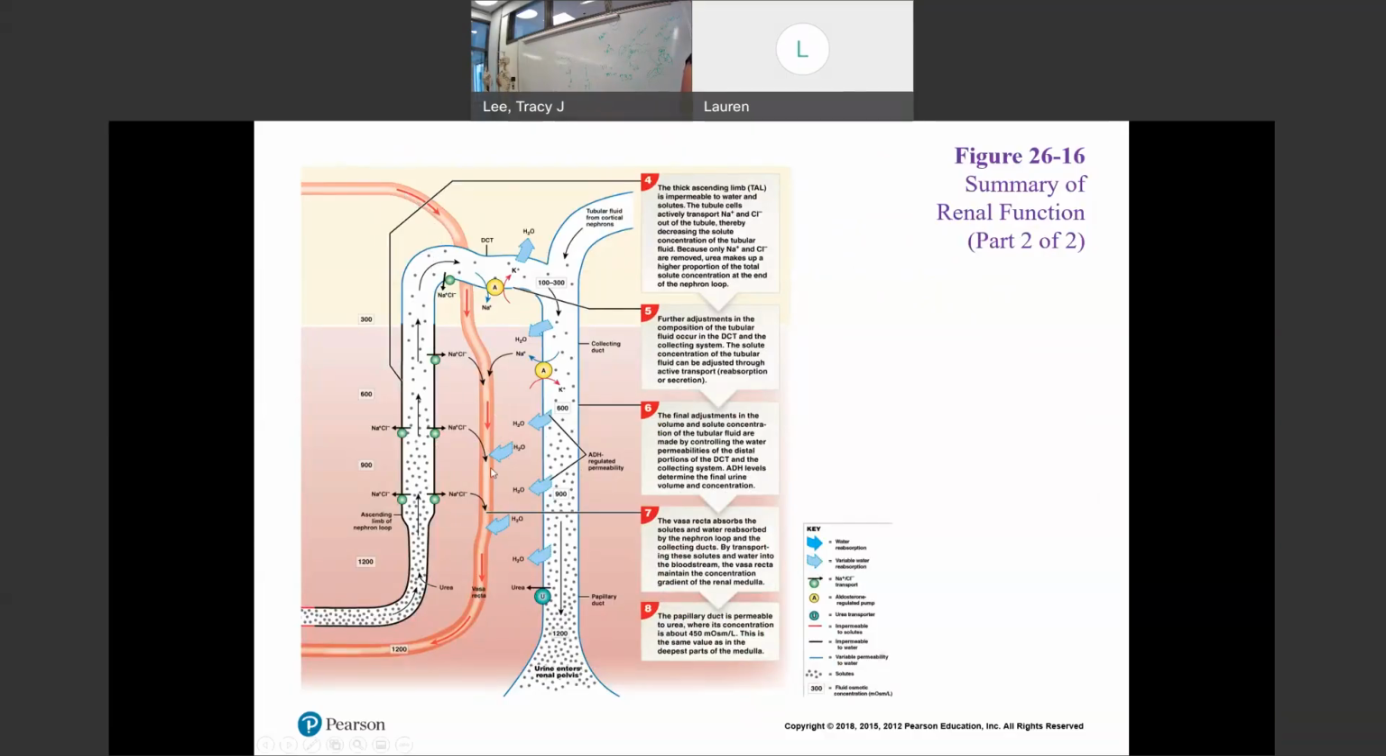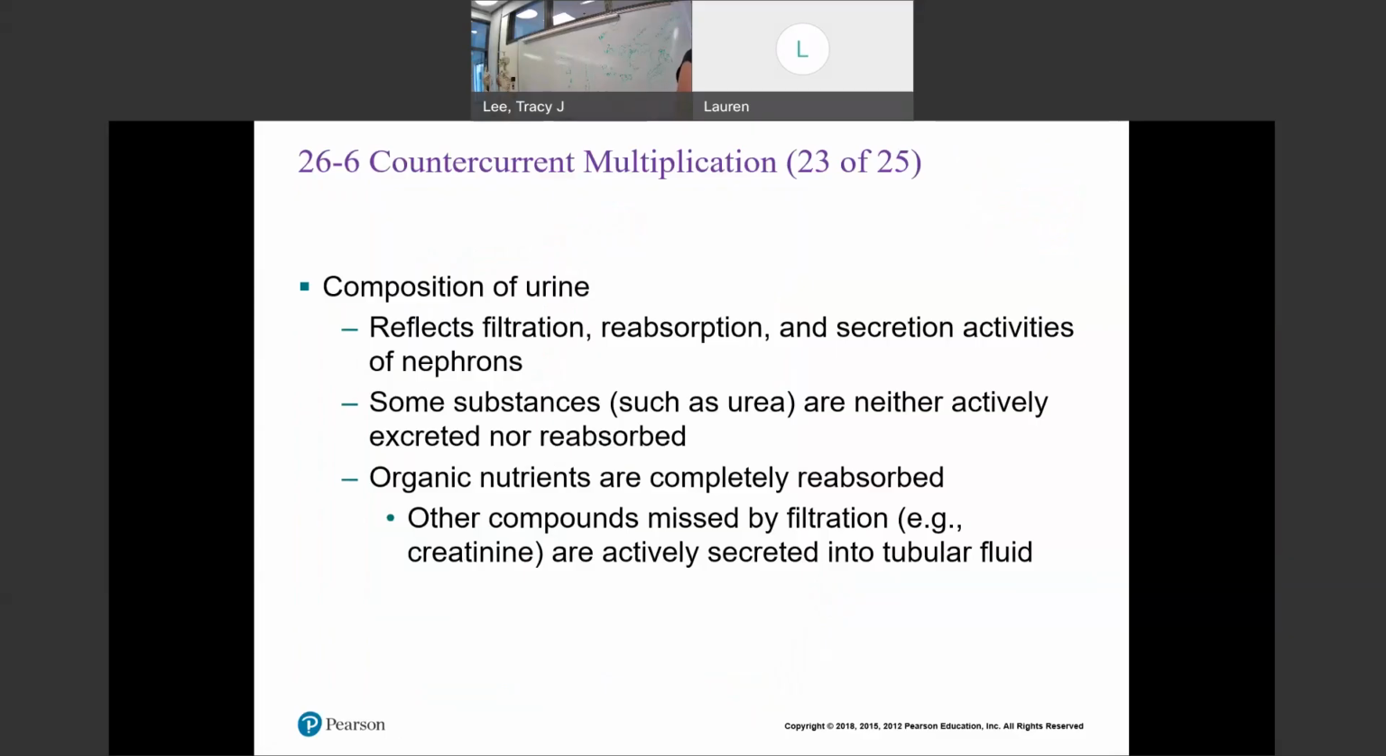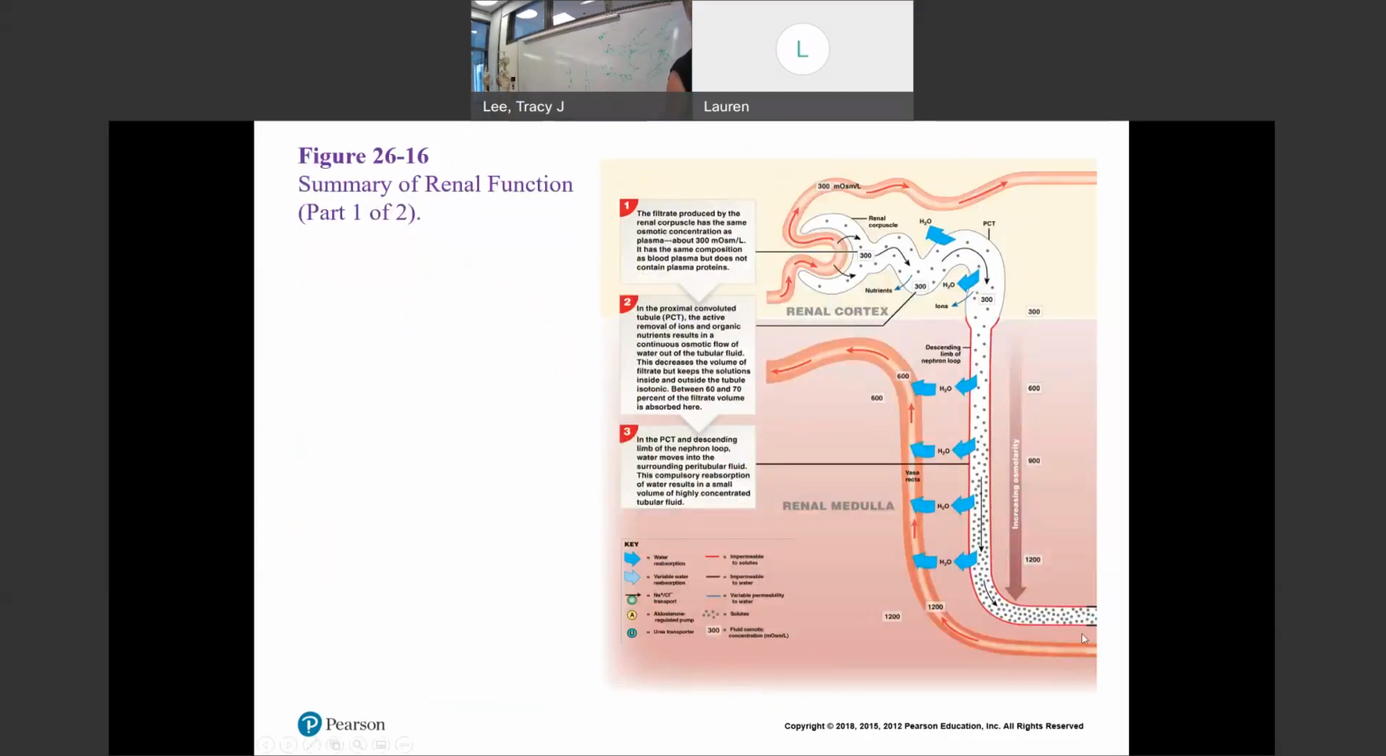And as I go down, my osmolarity in my medulla is going to get higher. So I'm going to be taking in water as I go. So this is part of how I return water to my bloodstream. Let me backtrack. And then this is the second part. As I go back up, again, we're going to be taking in water here based on the concentration gradient.